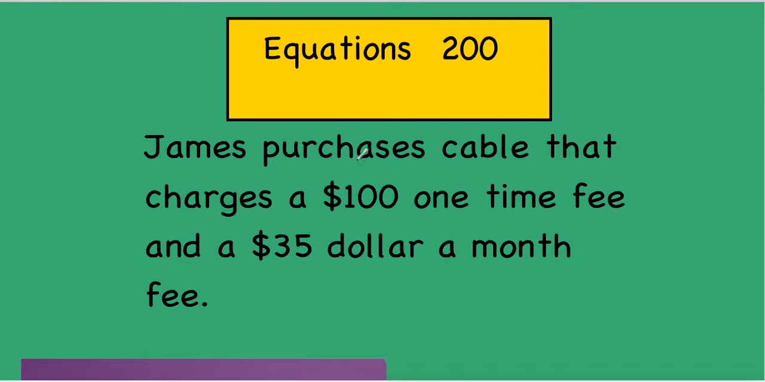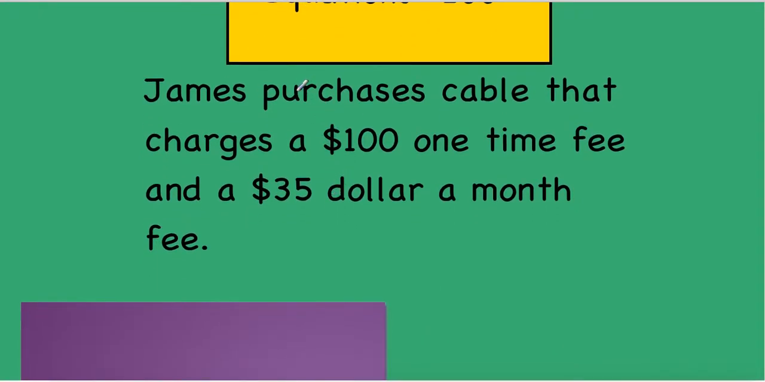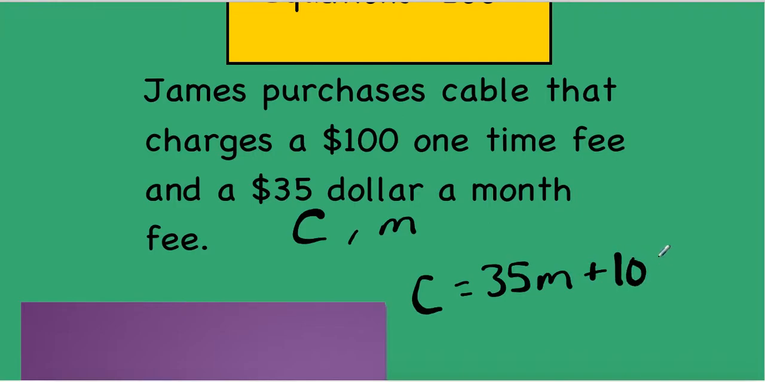In our next example, James has purchased cable that charges $100 for a one-time fee and $35 every month. So I'm going to be comparing the cost, using the variable C, and the number of months, which is the variable M. I know that the cost depends on the $35 per month, so I'm going to put that variable here. Every month that's going to increase. And then we also have a $100 fee, and that only happens once, so I don't need to put a variable here. I know that's a one-time fee, and I'm charging $35 times the number of months we've gone.